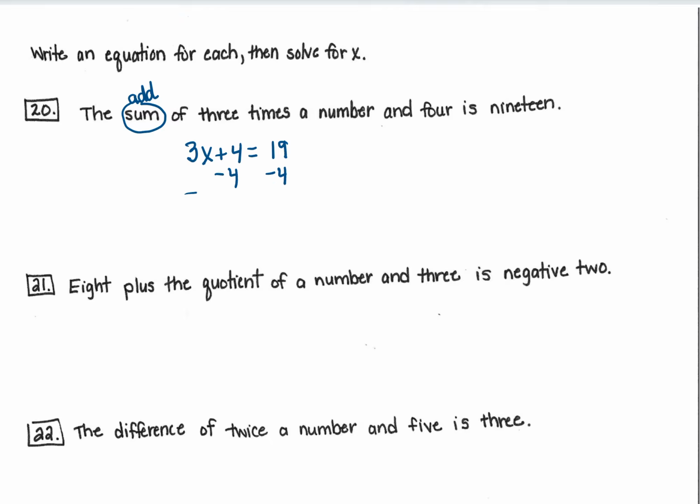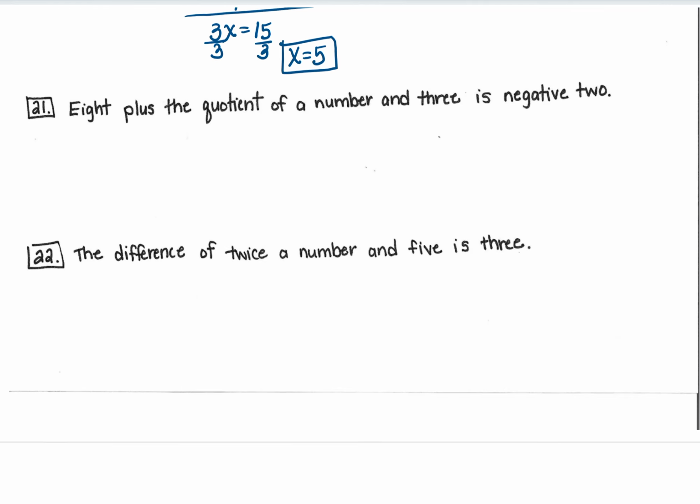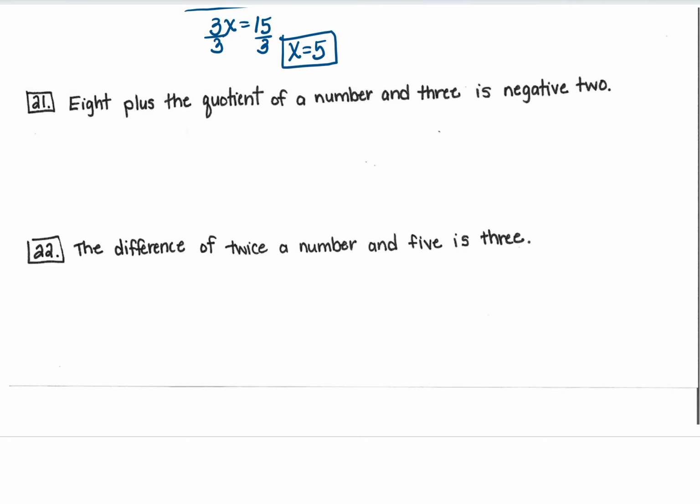Subtract your 4 from both sides. 3x equals 15. Divide by 3. And your number is 5. X equals 5. The next one. 8 plus the quotient of a number and 3 is negative 2.